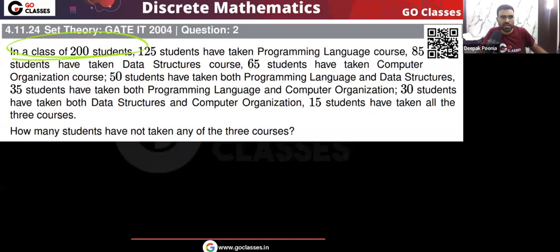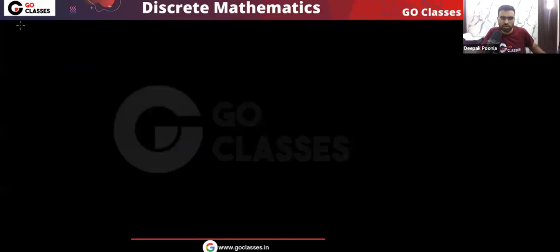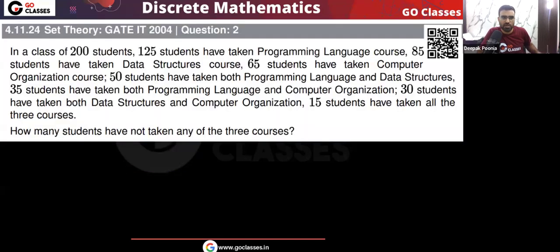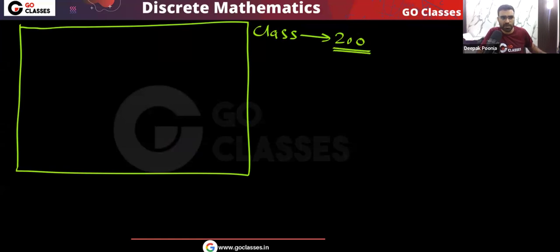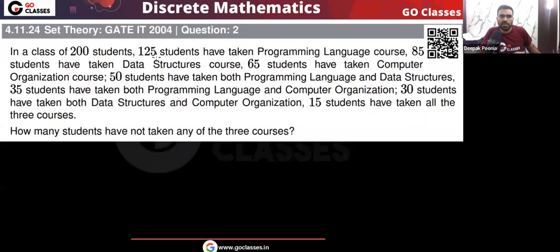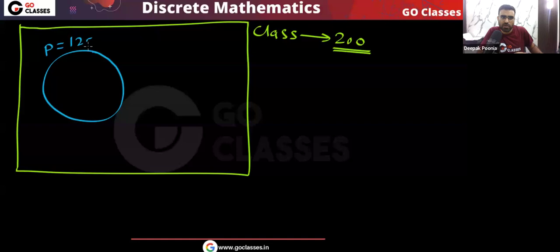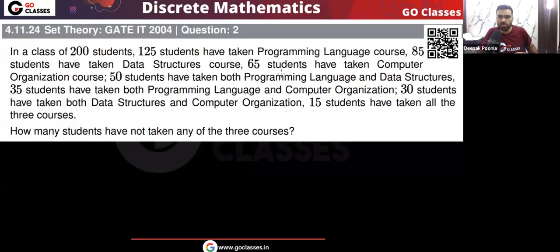First of all, you can see in a class there are 200 students. So let's assume that this is the class, a big class. In this class there are a total of 200 students. Now the question is saying that 125 students have taken programming language. So let's assume these are the students who have taken the programming language course, and these are total 125. Next, these students have taken the computer organization course, and that is 65 students.